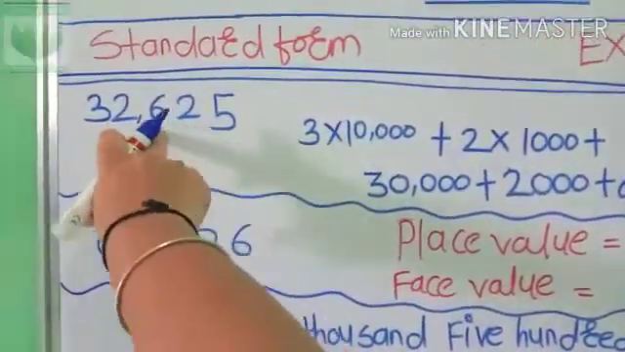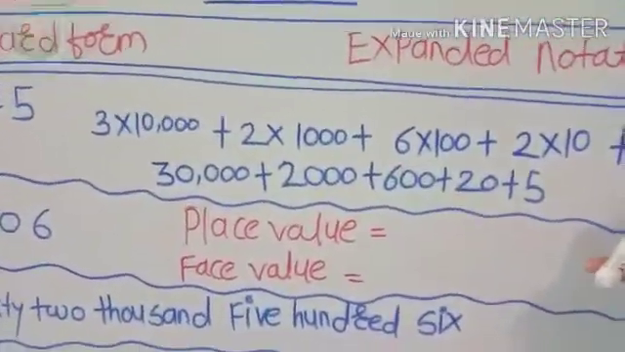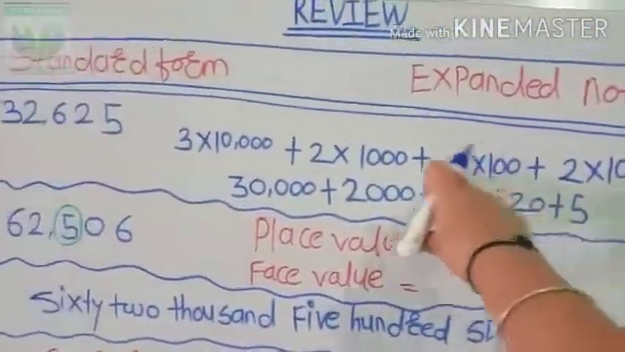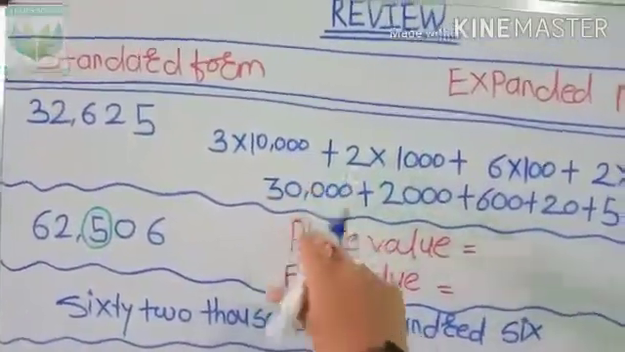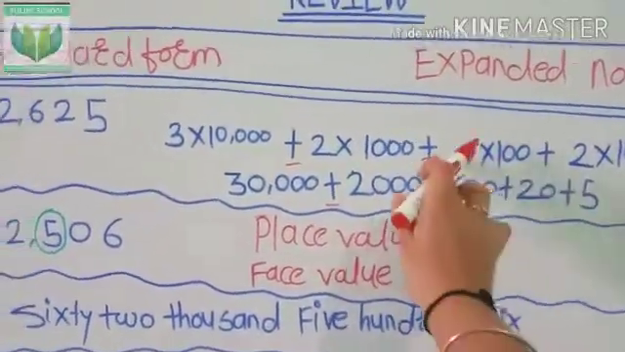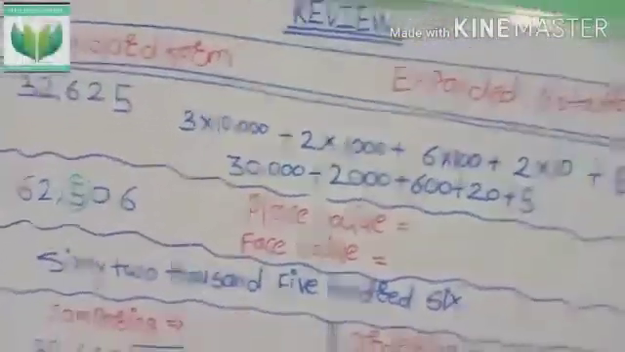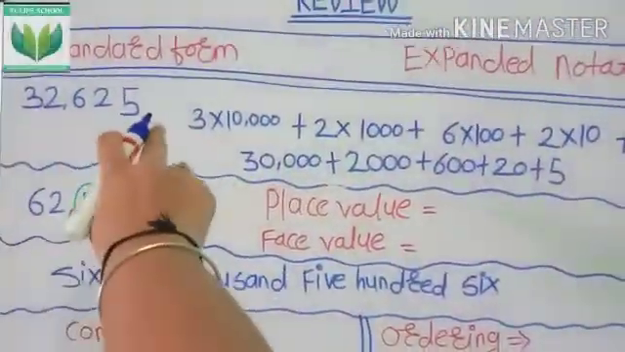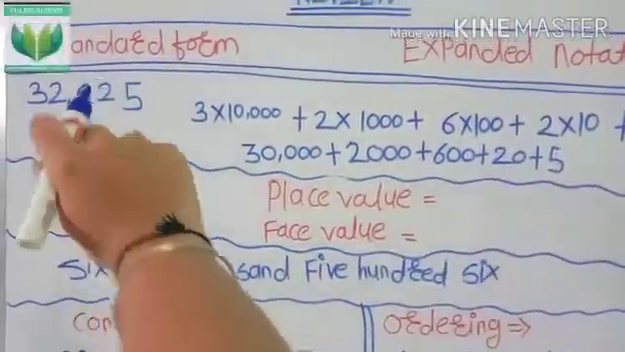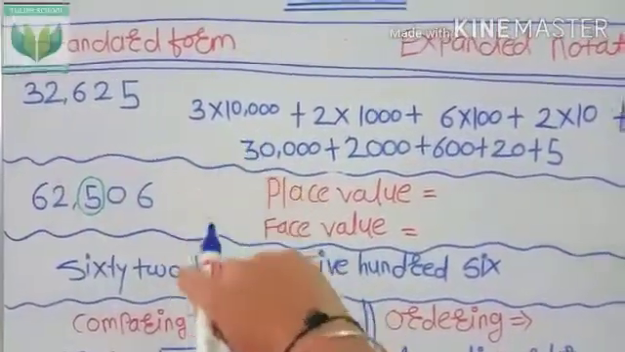Ones, tens, 100, 1000, 10,000. Only we have to do like this. First number here is 5, ones place, only multiply with 1. Now tens, 100, 1000, 10,000. Rearrange this, plus. Now the place value of 5 is 5, place value of 2 is 20, place value of 6 is 600, place value of 2 is 2000, place value of 3 is 30,000.